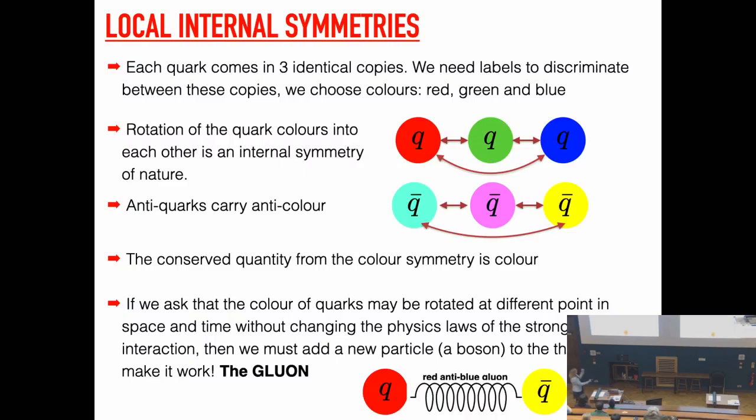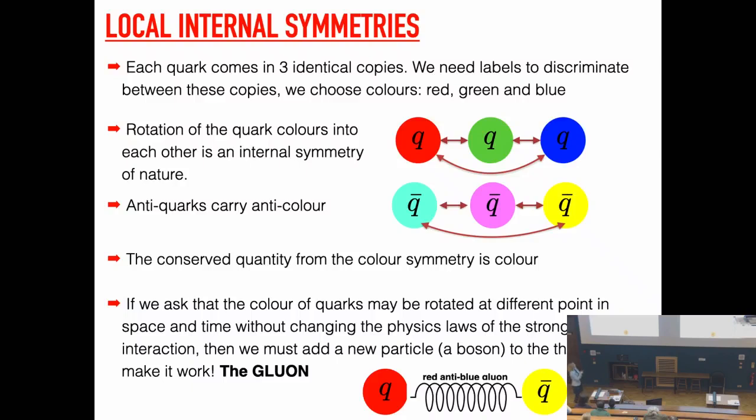The rotation of the quark colors into each other, so if I swap the green and the red or the red and the blue, is a symmetry of nature. So if I write the law of the strong interaction, nothing changes when switching this kind of stuff, okay?